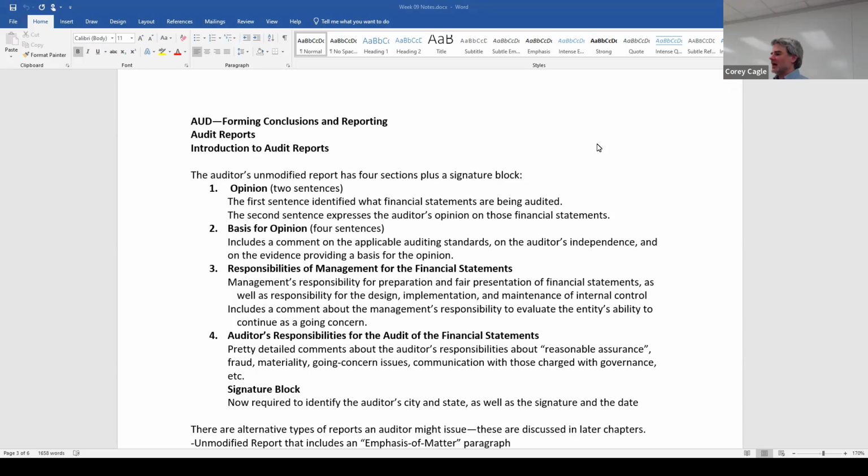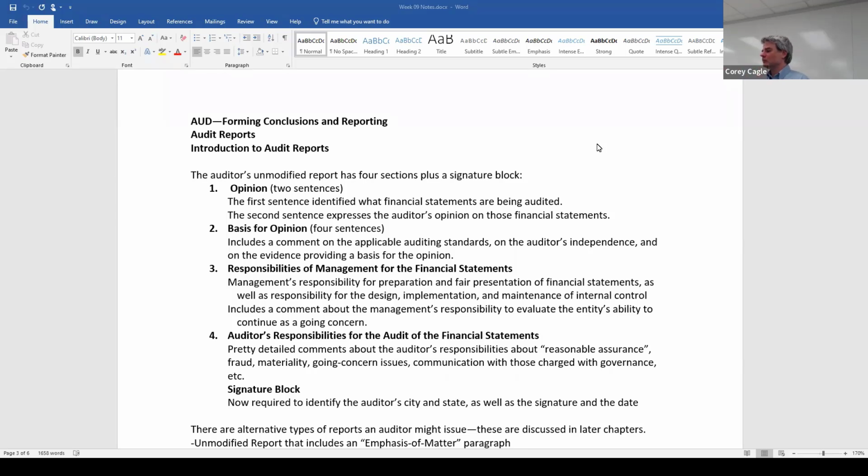So basis for opinion has those 4 sentences. Talking about GAS, talking about independence, talking about having the evidence that's sufficient and appropriate to give the opinion. So that describes the basis for the opinion. There'll be some slight changes to that section when you have a qualified or an adverse opinion or something like that. In this one, it says our evidence is sufficient and appropriate to provide the basis for our opinion. We might have a scope limitation in a later section, and we'll have to alter that language.